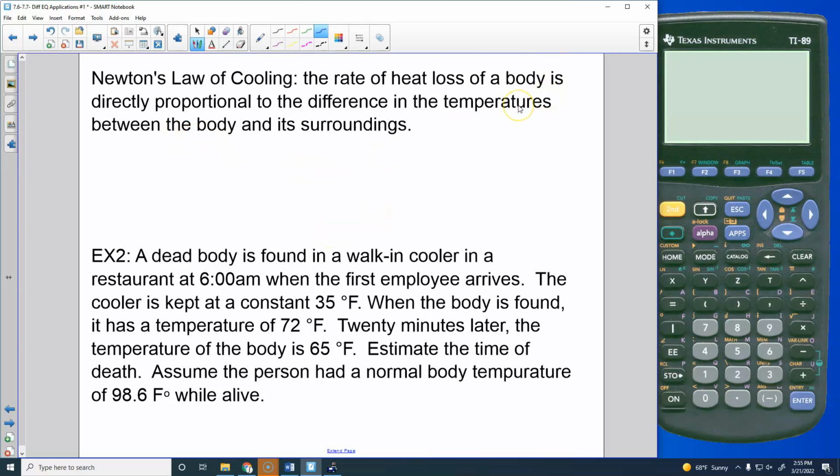So we're going to look at some like forensic applications. We're going to look at some really important applications later about hot pockets that could save you.